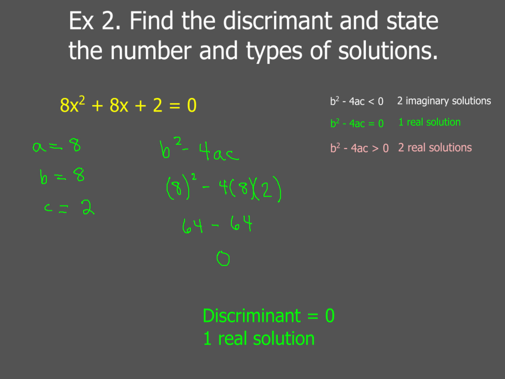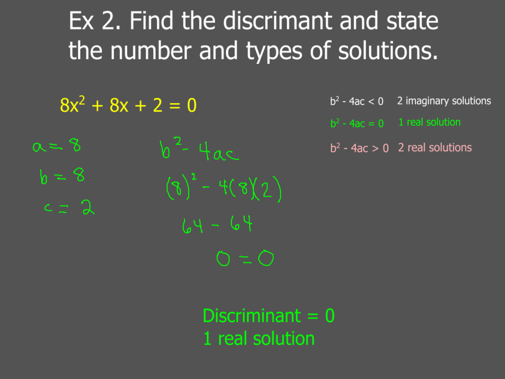So how'd you do? Hopefully, a and b were both 8, c is 2. When you substituted into the discriminant formula b squared minus 4ac, you did in fact come up with 0. Anytime our discriminant is 0, we have one real solution.